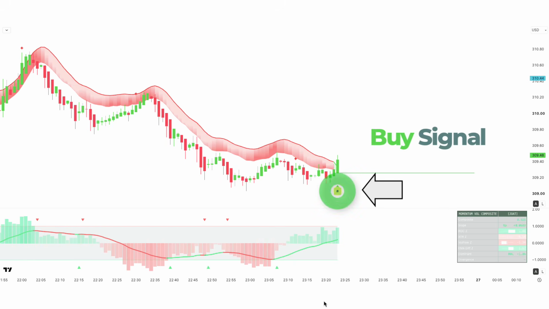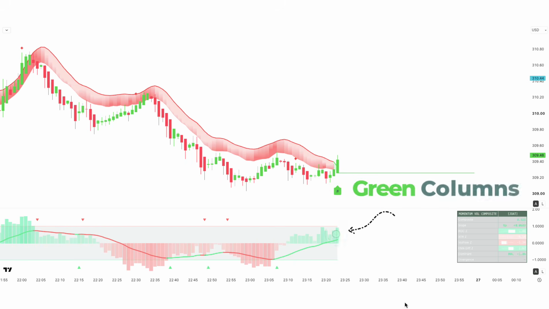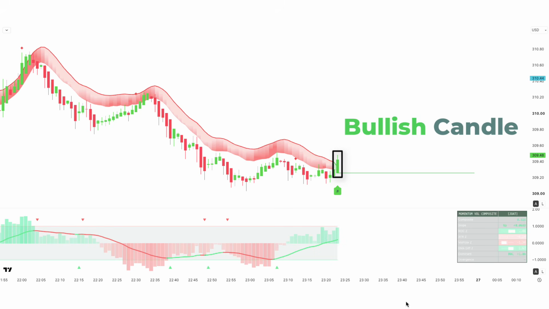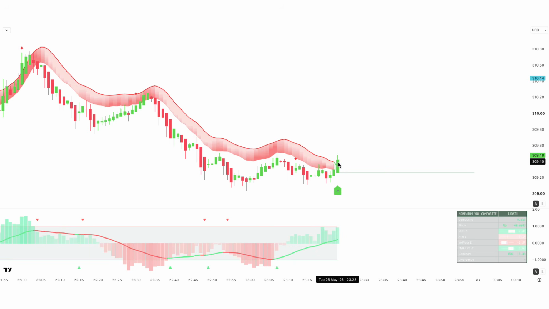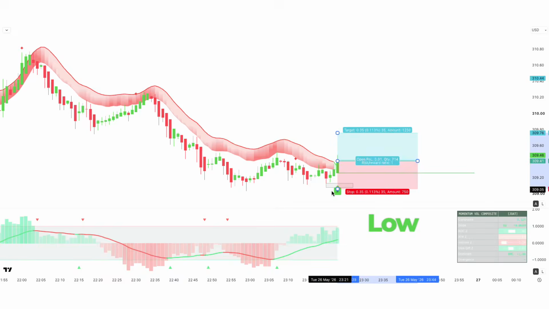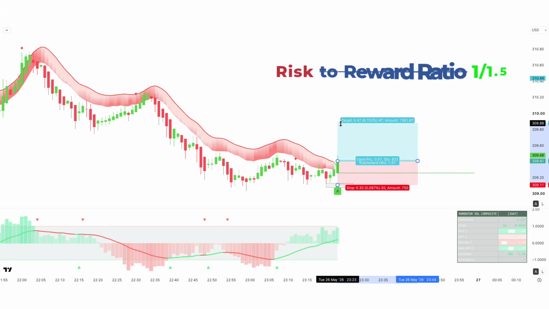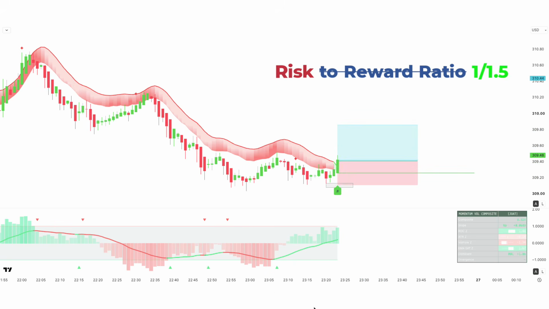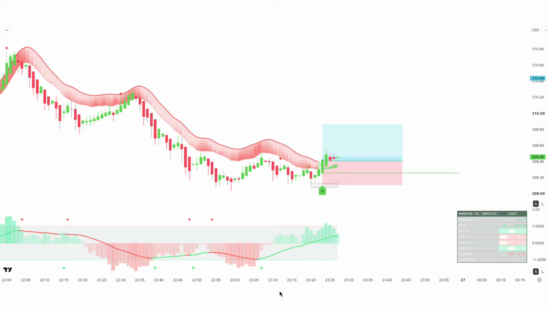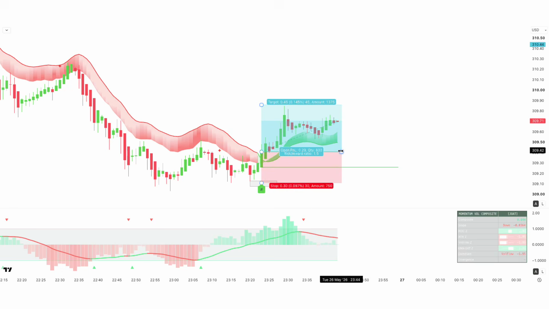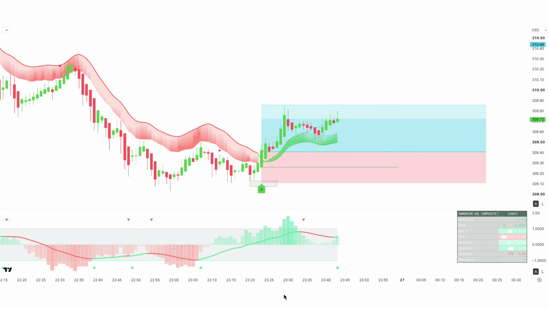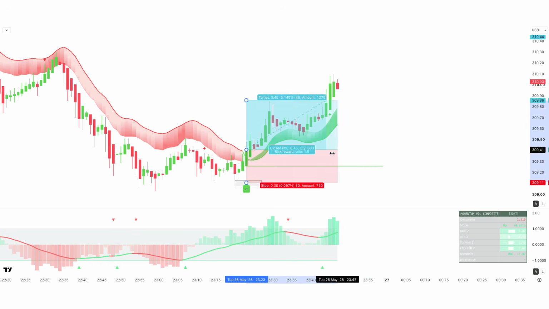When the Gravity Trend Levels indicator label is up, this is a buy signal. The Momentum Vol Composite Pro indicator should show green columns. The market forms a bullish candle. If this condition is fulfilled, then we will place a buy order. Our stop loss is to be placed at the previous low of the market, and the risk to reward ratio will be 1:1.5. The market has completely hit the target.